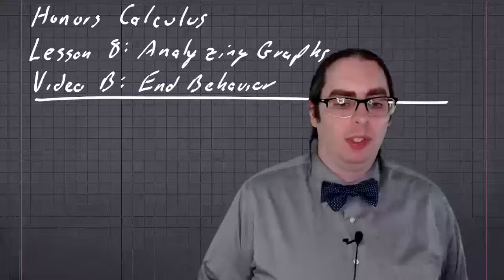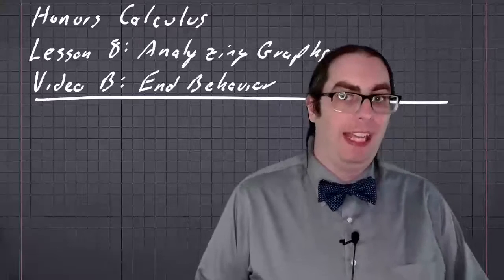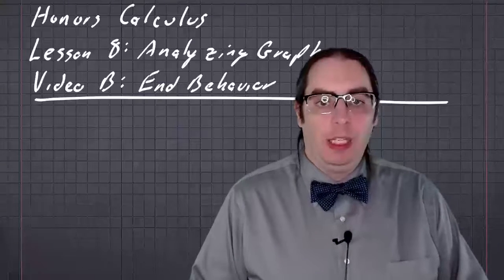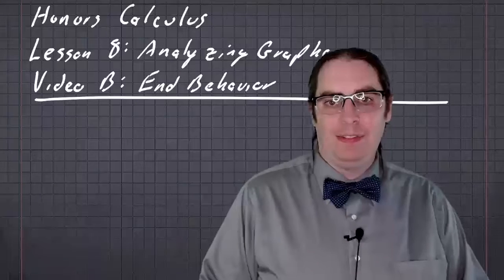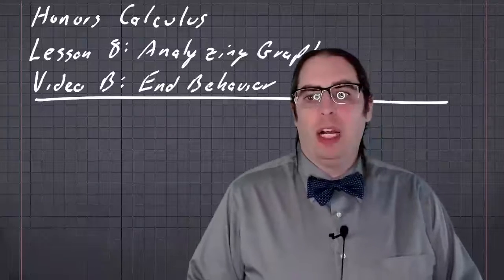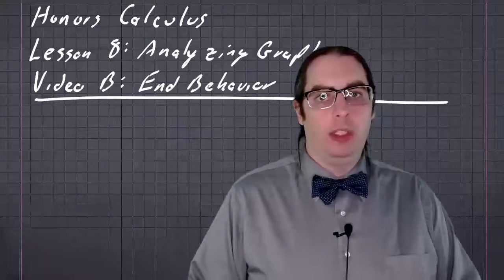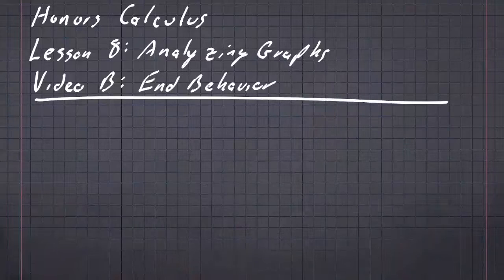In this video, we're going to continue our discussion of analyzing graphs with the idea of end behavior. Formally speaking, we're going to refer to end behavior as a limit, this time the limit at infinity, but this describes the general trend of what a function is doing beyond the point where the graph is interesting. So let's start giving some clear definitions on this.